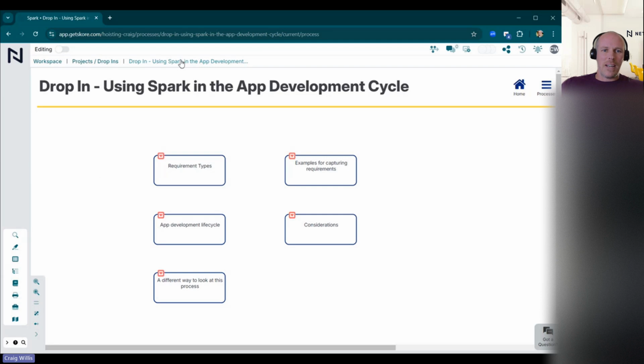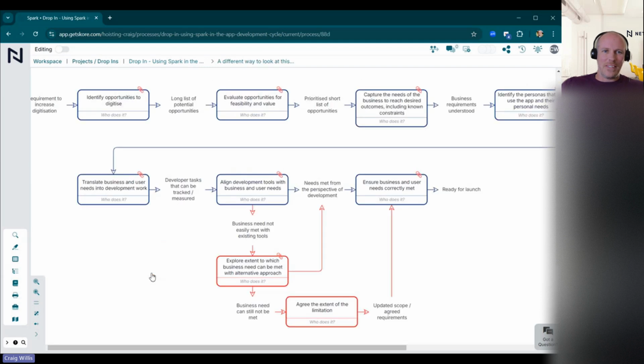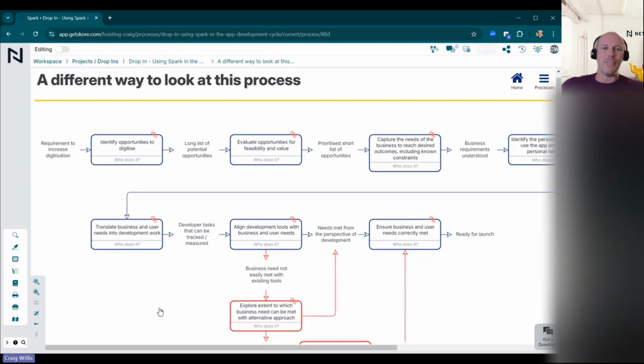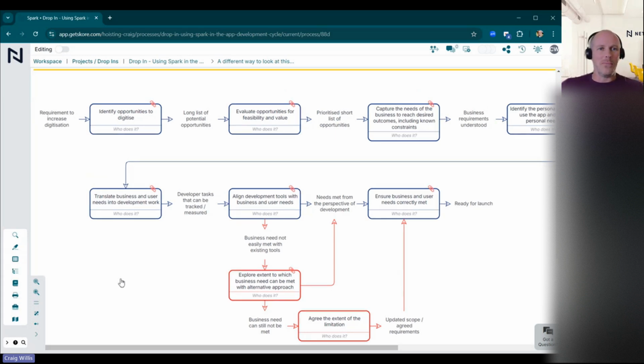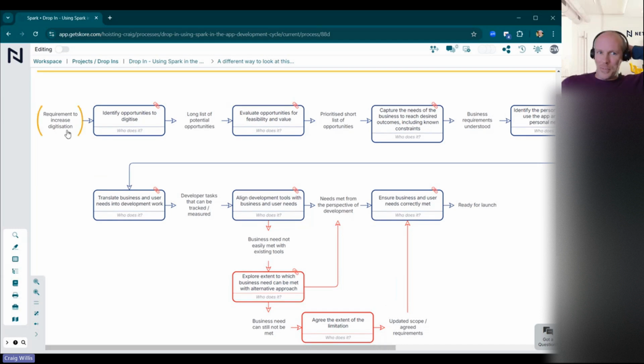So just to break that down another level, I've called this a different way of looking at this process. And what I've done is highlighted a little bit here in red, which is often where the process can go wrong, but where the focus ends up being when it goes wrong later on, and why communication is so important. So again, we've got some sort of requirement to increase digitization, and very similar to the previous one, we need to identify those opportunities to digitize.